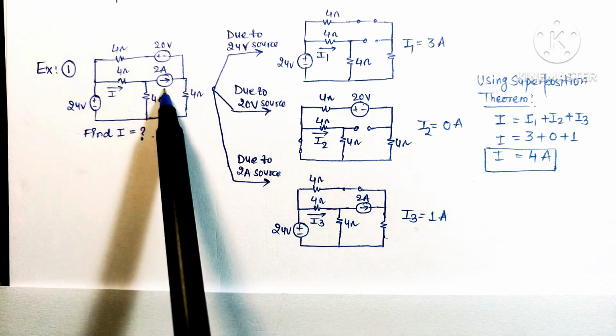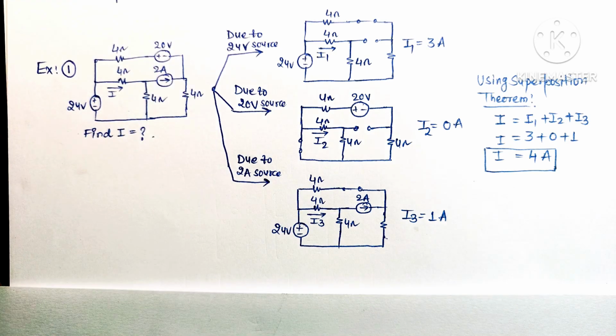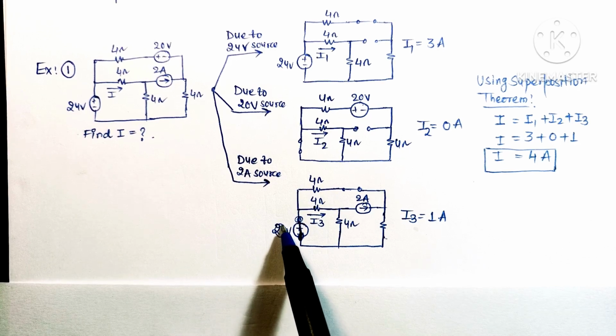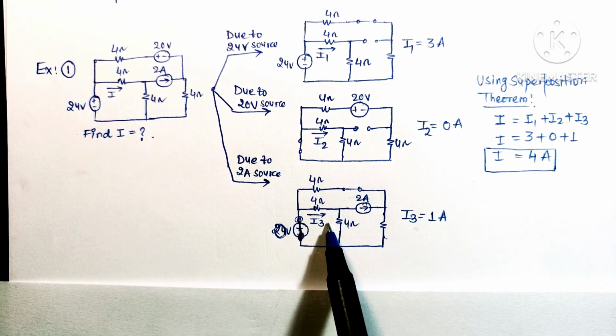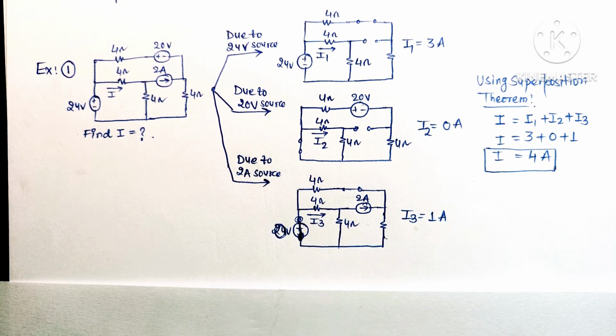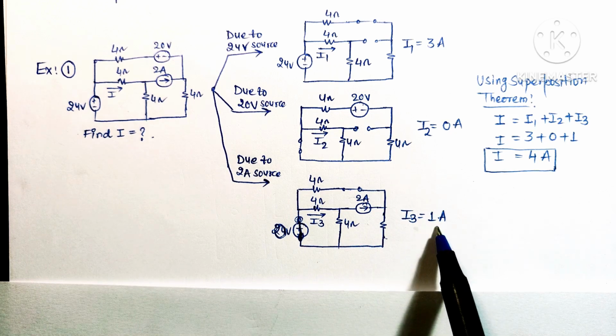Now if we consider the 2 ampere current source, then this voltage source will be short circuited and this voltage source will be short circuited. So here this 24 volt source will be short circuited and its value will be 0 volt, and this 20 volt voltage source will be short circuited here. So the current in this branch due to this 2 ampere current source, considered independently, will generate I3 current. If we solve this circuit and find out the value of I3 current, then its value will be 1 ampere.